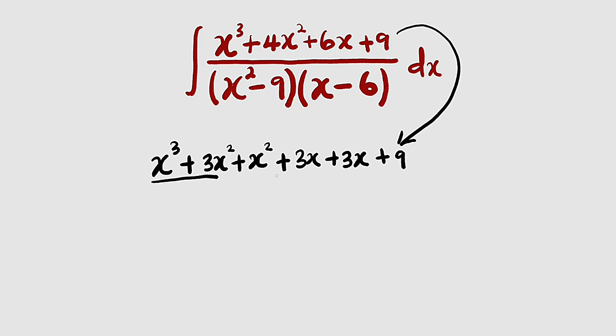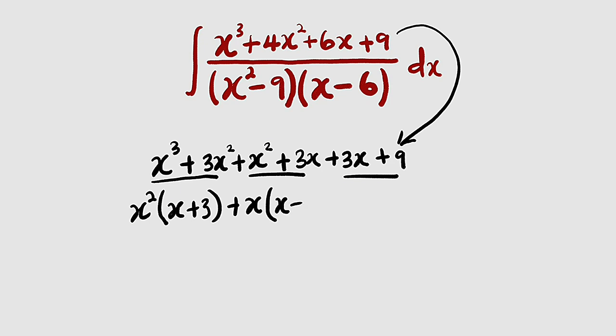I will factorize the first two, second two, and the third two, right? So the first two, we have x squared in common. So we have x squared here multiplied by x plus 3. Then the second one, we have x in common multiplied by x plus 3. Then the third one, we have 3 in common. Inside we have x plus 3.